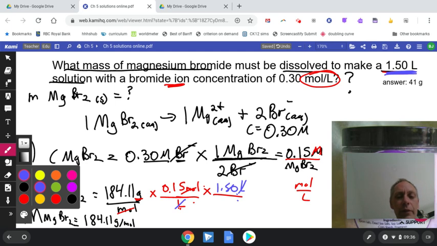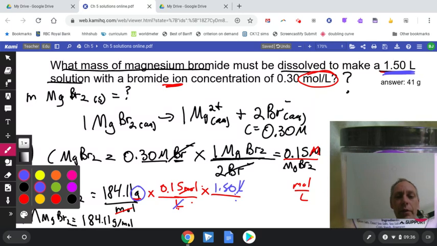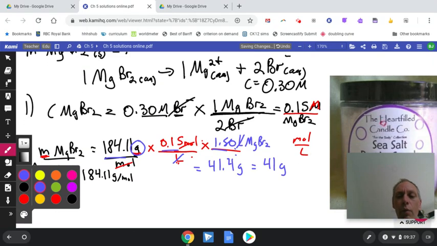So when the units all cancel out, we're left with grams. And we're solving for MgBr2. And if I wanted, I could have put in here 1.5 liters of MgBr2. And then I would have that unit. So 184.11 times 0.15 times 1.50 works out to be 41.4 grams. And you go back to the question, it's 2 sig digs, 41 grams. Wow. So that's a 4 out of 4 on the difficulty scale.